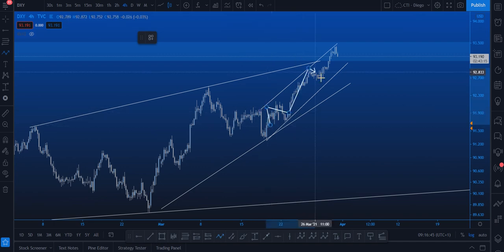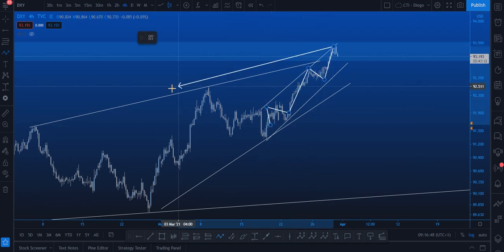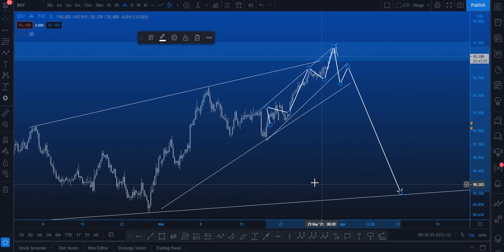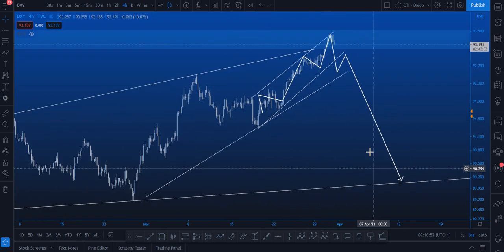As you can see, 1 tap, 2 tap, and a third tap with some nice compression, fake out of the larger pattern. Once price closes with momentum, we could expect price to eventually retest the outer structure of the pattern. So it's looking really interesting for DXY.